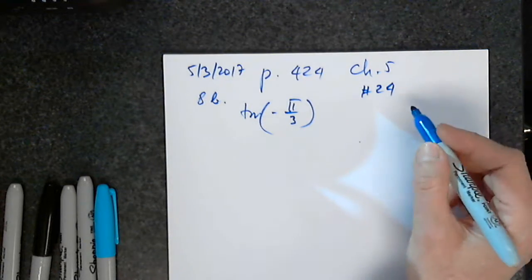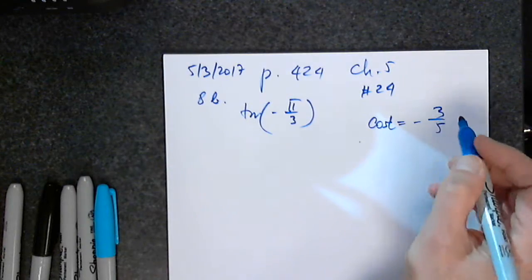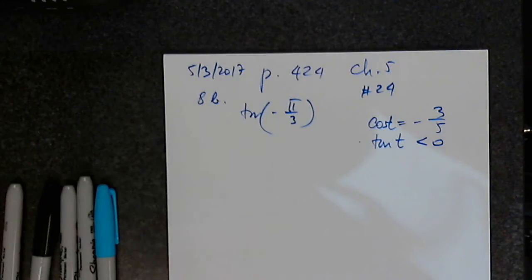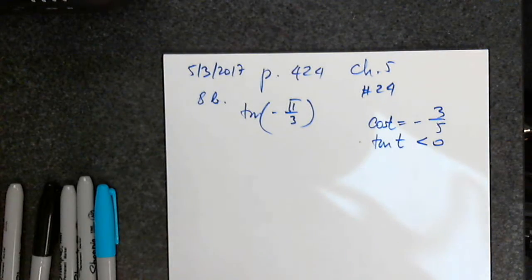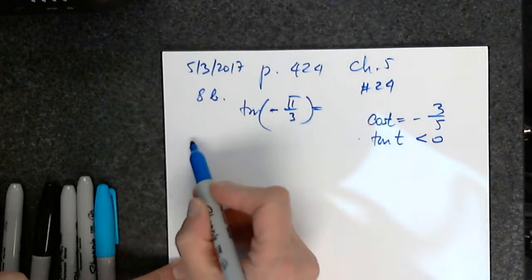Then the next one would be 24. Cosine t equals negative 3/5, and tangent t is less than 0. So let's start with these two. Okay, what do I do first when I'm asked to find tangent of negative pi over 3?